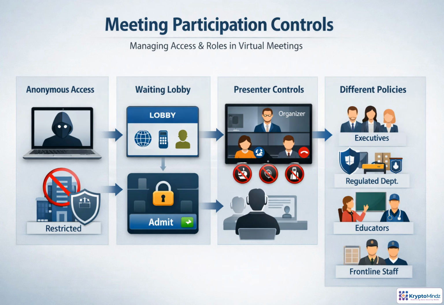Meeting participation controls work best in sequence. When an invitation is used, Teams first assesses identity: anonymous, guest, external, dial-in, or internal. For sensitive meetings, anonymous access should be disabled or tightly restricted. Lobby rules then decide who waits and who enters automatically. Once someone is admitted, meeting policy assigns roles, usually making attendees the default and limiting presenter rights. Controls should also prevent participants from bypassing organizer decisions. Different groups need different policies, because executives, regulated teams, educators, frontline users, and general staff carry different meeting risks.